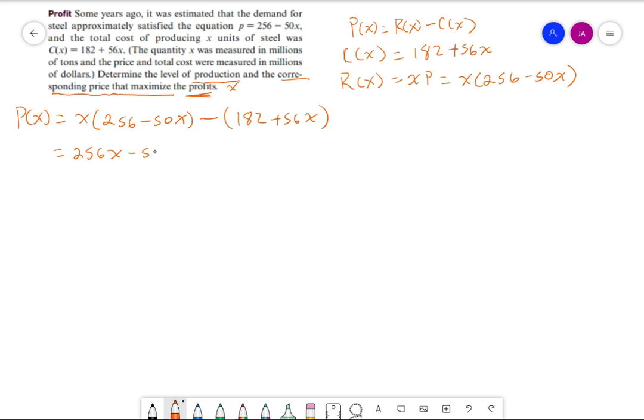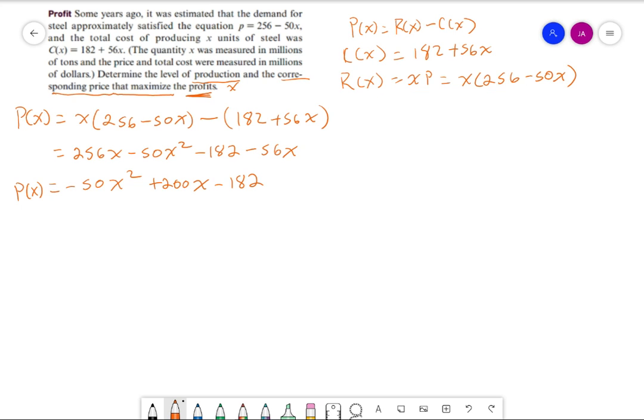256x minus 50x squared minus 182 minus 56x. Clean it up further. This is then going to be negative 50x squared. Like terms, 256x minus 56x is plus 200x, and then minus that constant 182. So this is our profit function.